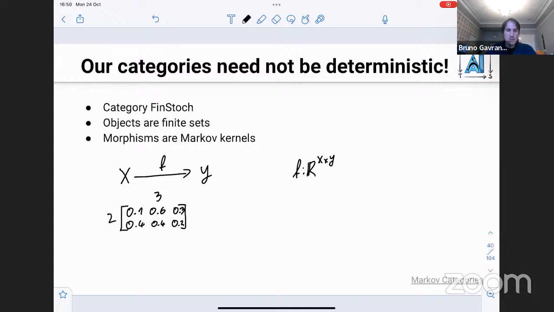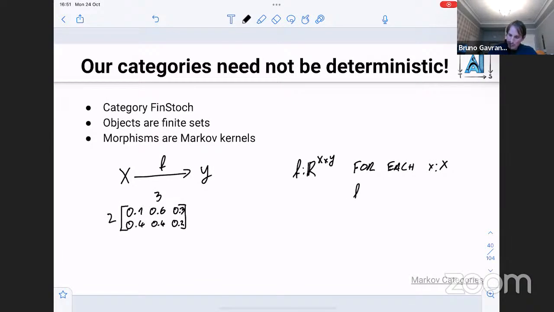So this is a category, where morphisms have to satisfy this rule. So it's the case that for each x in X, we have that the following holds.